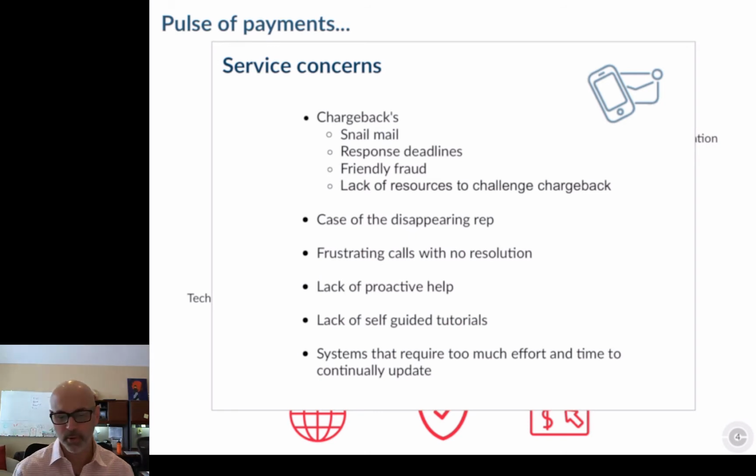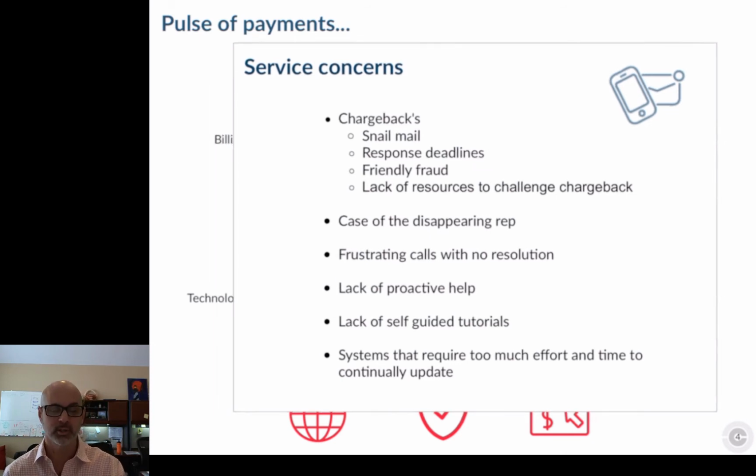A couple other things, like the case of the disappearing rep and really a lack of self-guidance. A lot of people expressed that, hey, look, I run a business. I don't have time to wait on hold. Can't you have some kind of a portal or some way that I can figure things out on my own? That was something very concerning to people.